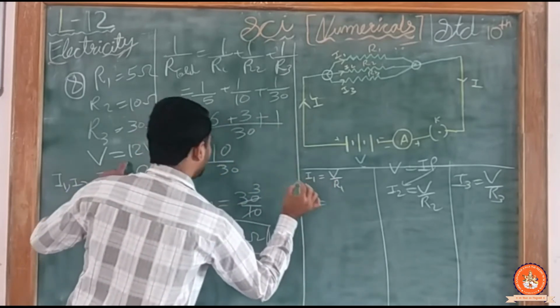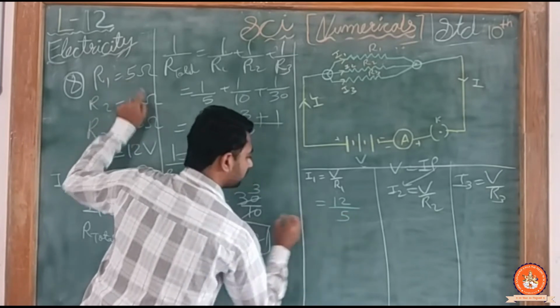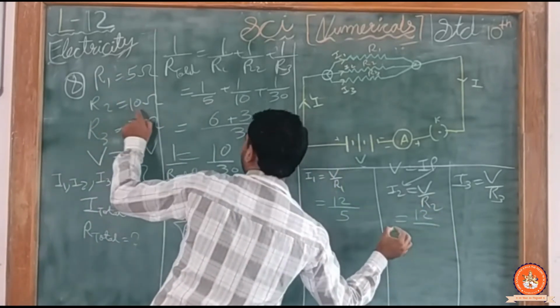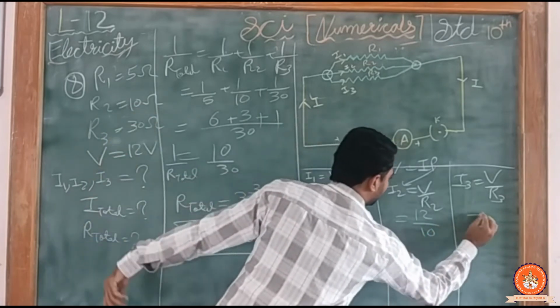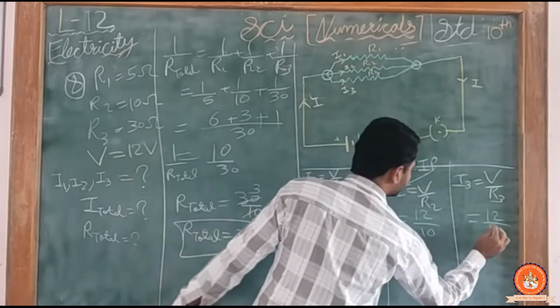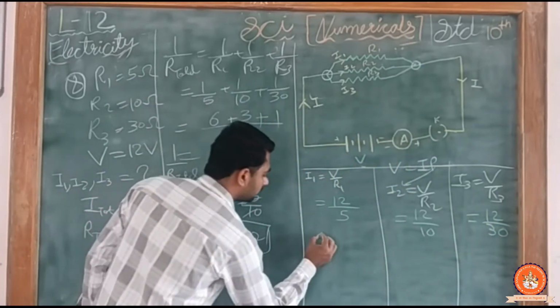Value of V is 12, value of R1 that is 5 ohm. Similarly, value of V is 12 and value of R2 is 10 ohm. Similarly over here value of V is 12 and value of R3 is 30. Clear? Now solving this sum.